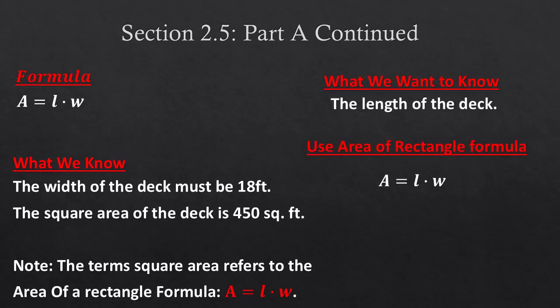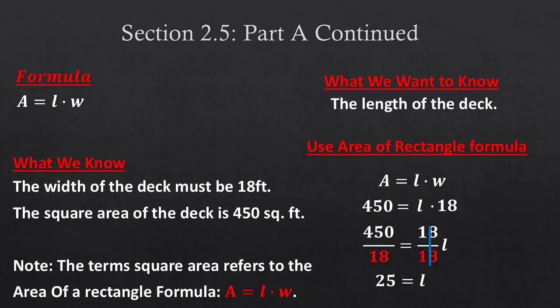So the area is given to be 450. We don't know the length, so I can't place anything in the place of L, but I do know the width, which is 18. Now how am I going to solve for L? Using the division property, divide both sides by 18. On the right-hand side, the 18s cancel. 450 divided by 18 is 25 feet. Therefore, L equals 25 feet.